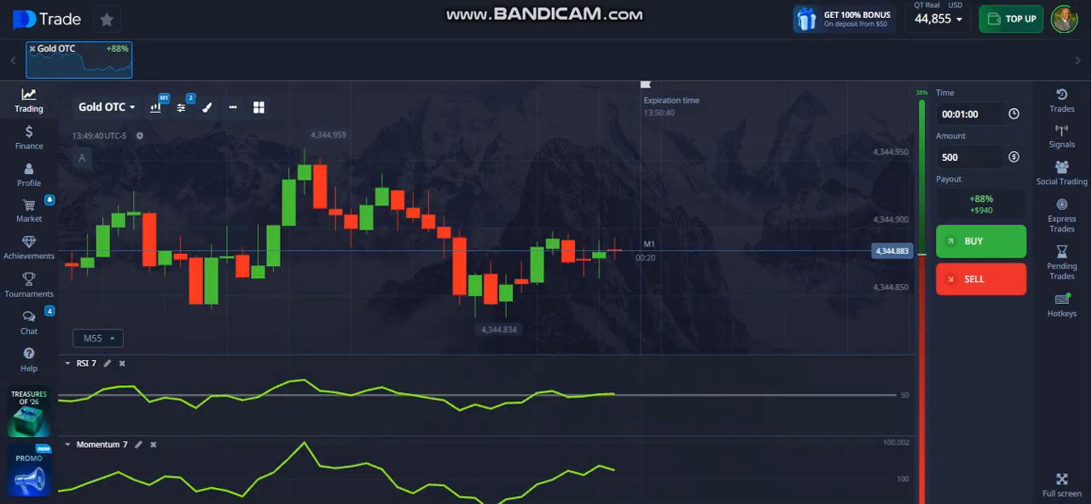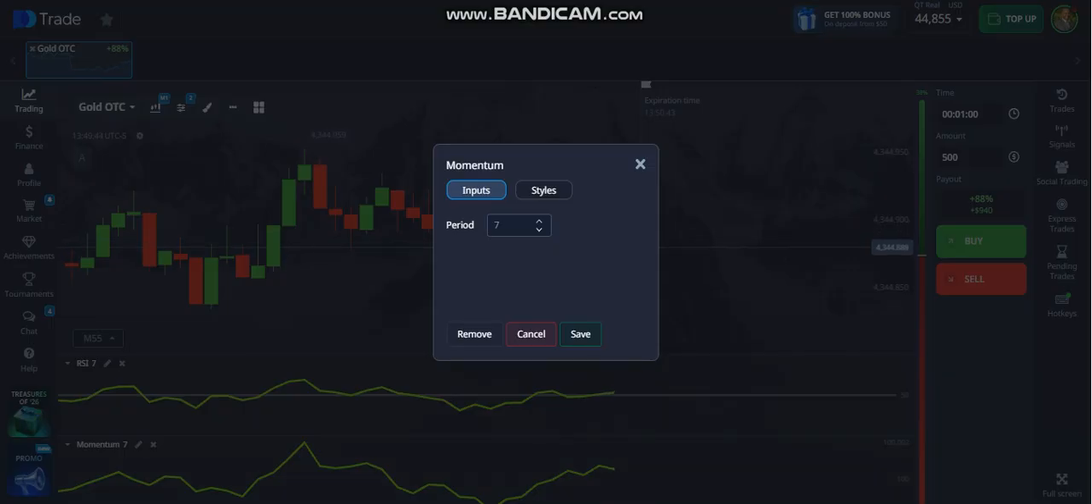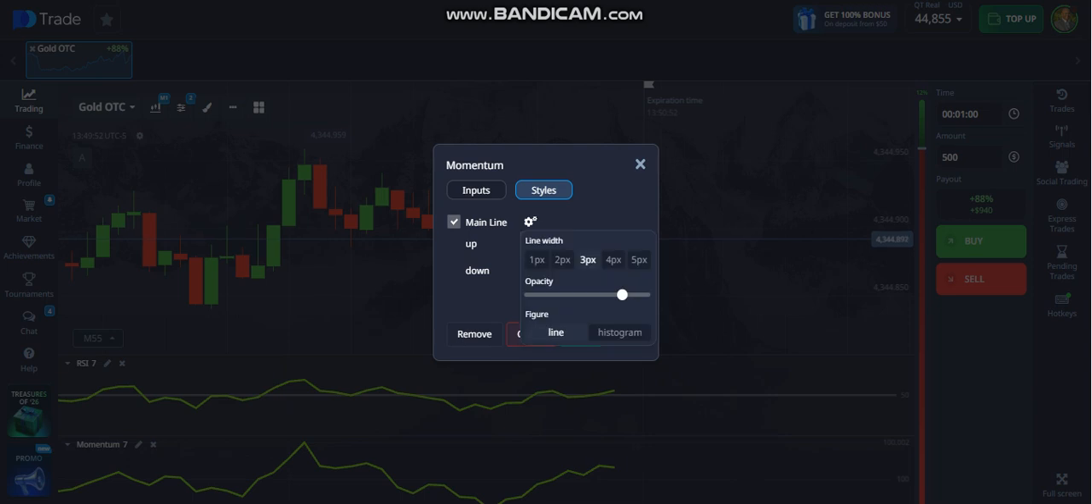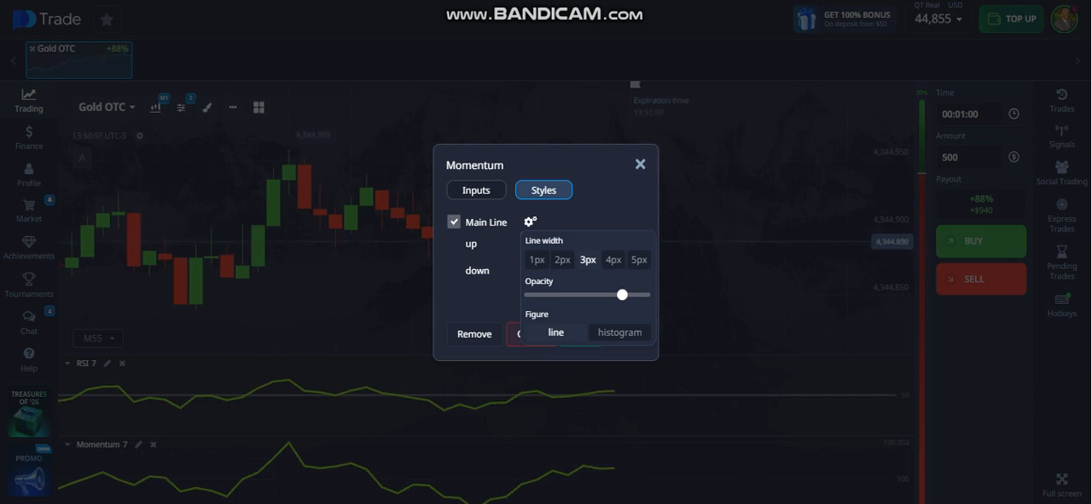Okay. And for the momentum indicator here, in the indicator settings, I've set the period also to 7, and in my style settings, I've changed the main line from histogram, which is the default setting, to line. So we just want one regular line here, and I've set the line to 3 pixels so we can see the line a little bit better. All right, so you save that.